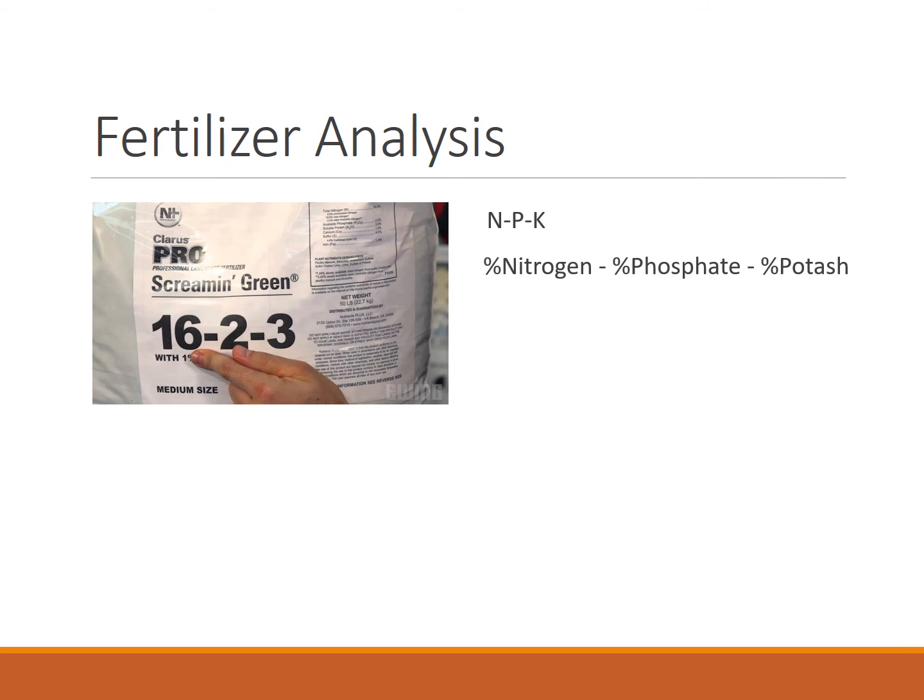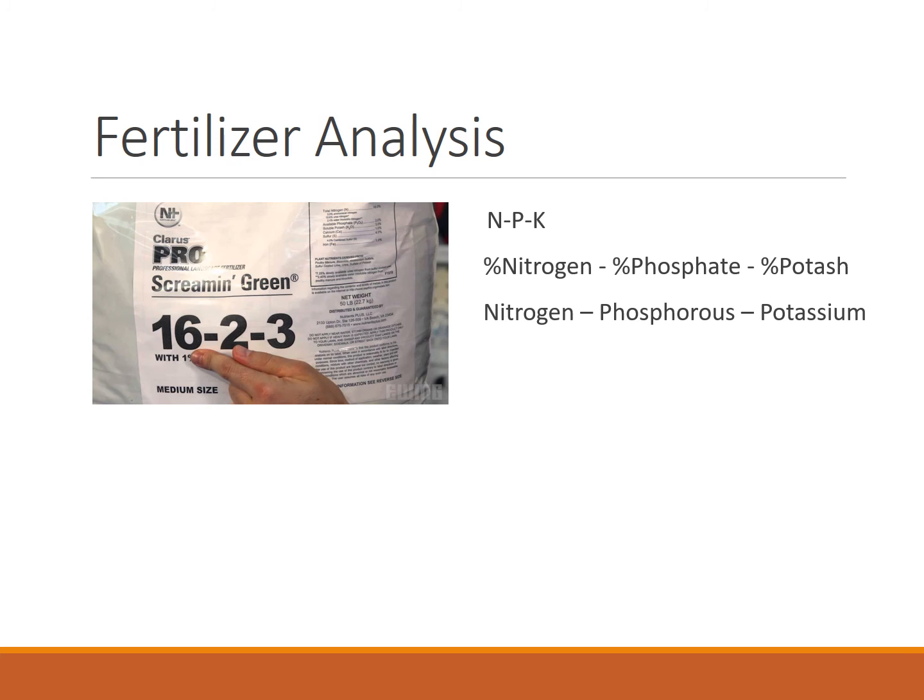The second number, 2, refers to the percent phosphate found in this bag. And the third number, which is 3, refers to the percent potash found in the bag. Phosphate can be converted into actual phosphorus, and potash can be converted into actual potassium.